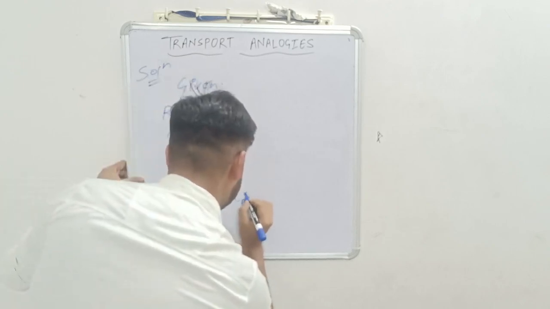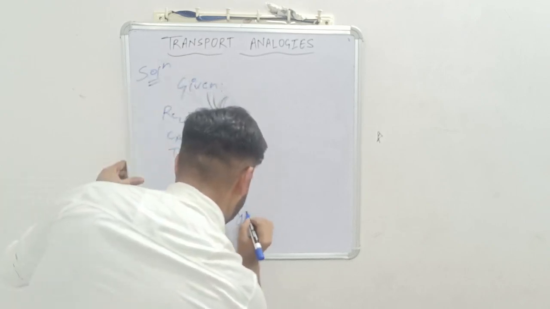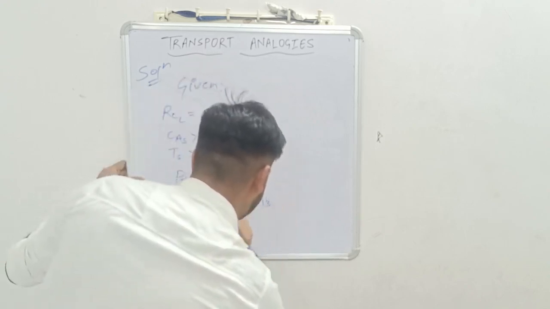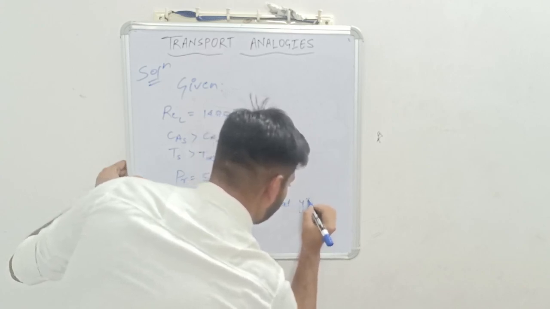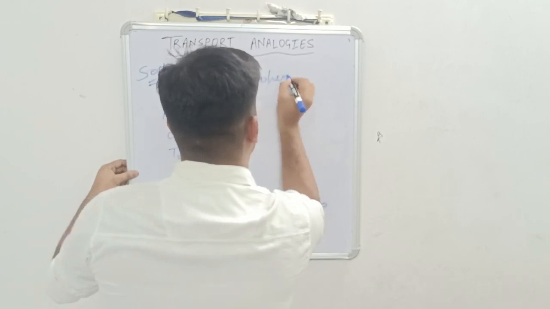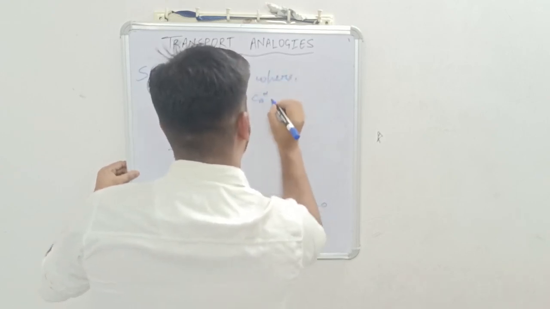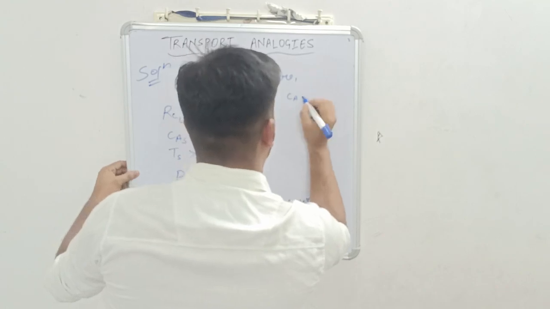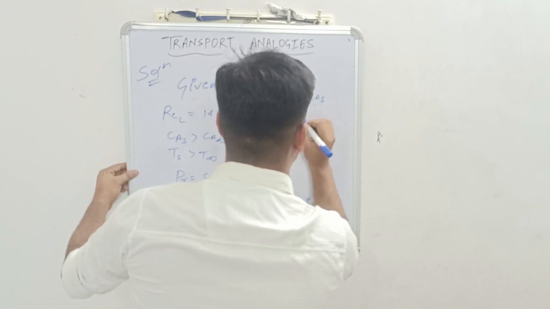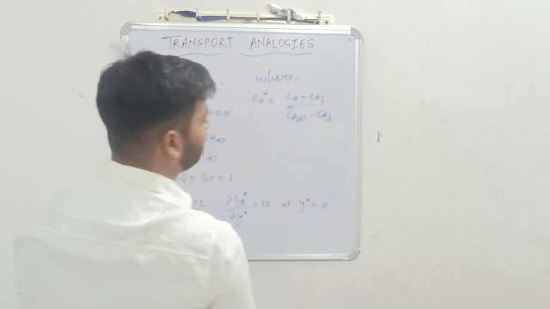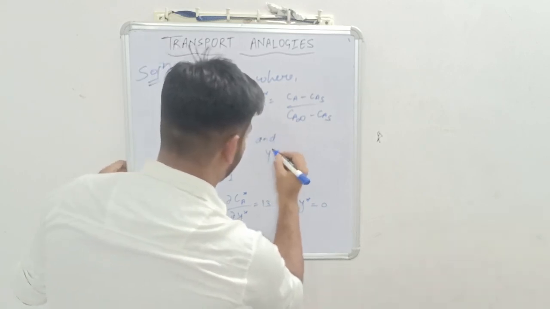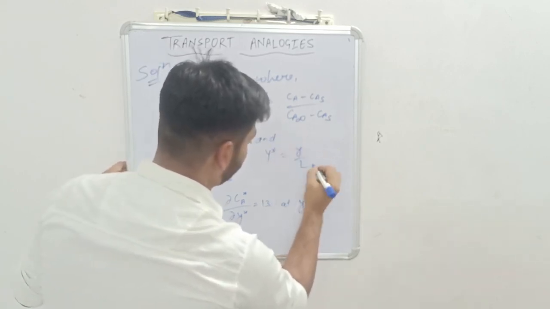dC star over dy star equals 13 at y star equal to 0, where C star is the concentration difference of bulk and at surface, and y star is equal to y by L.